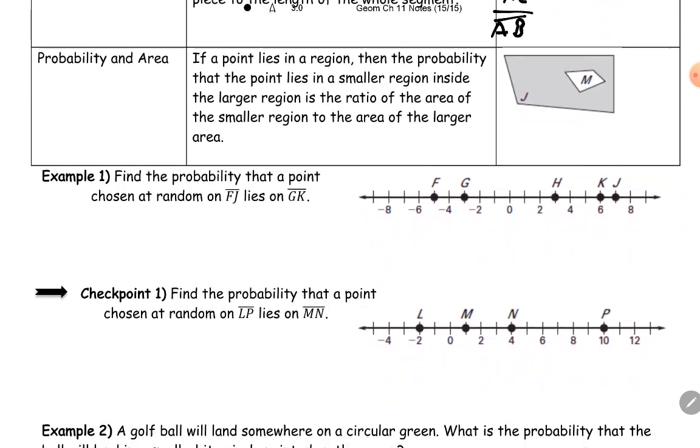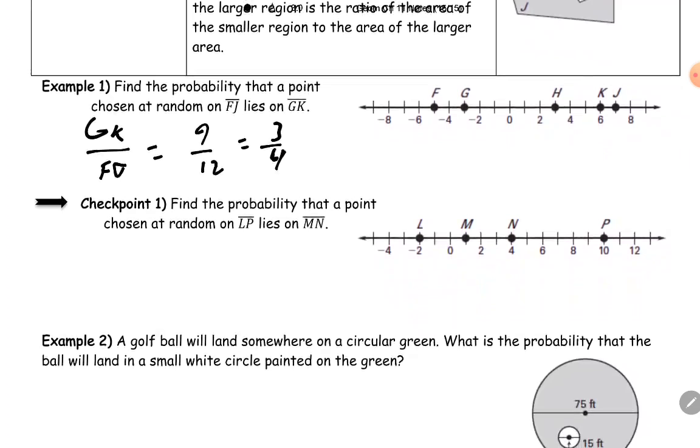Find the probability that a point chosen at random on FJ lies on GK. So we're going to do the length of GK, which is, they're counting by 1: 1, 2, 3, 4, 5, 6, 7, 8, 9. So we're doing GK over FJ. So this is 9 over 12. So the probability is 3/4, or 75% chance.